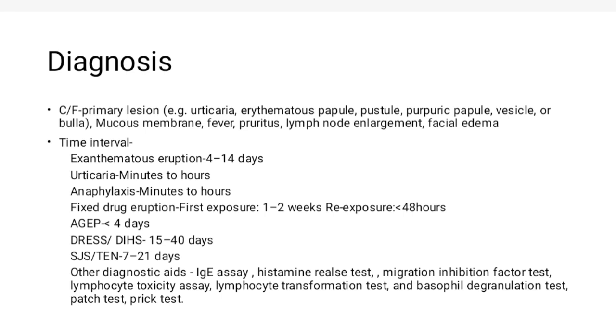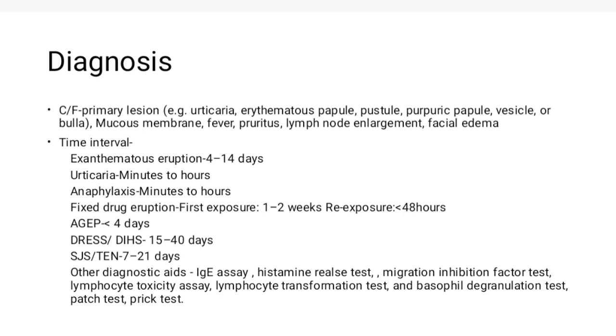Diagnosis. How to diagnose an adverse drug reaction? Depending on clinical features, depending on the primary lesion we can diagnose. It can be urticarial or erythematous papule, pustule, purpuric papule, vesicle, bulla, mucous membrane involvement, fever, pruritus, lymph node enlargement, and facial edema.